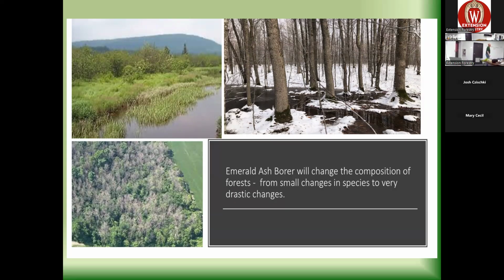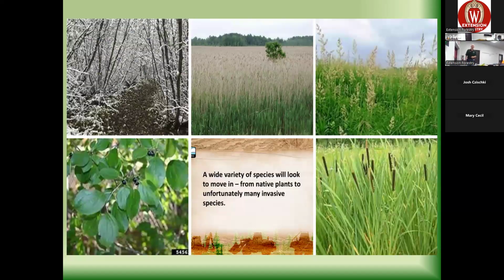Now, take a black ash stand growing in a swampy, wet area. What happens when you kill off the overstory ash trees? The water comes up? Good. All those trees are straws sucking water out of the ground, helping keep that somewhat from being a wetland, a swamp. So what's going to follow emerald ash borer once it kills our black ash stands?